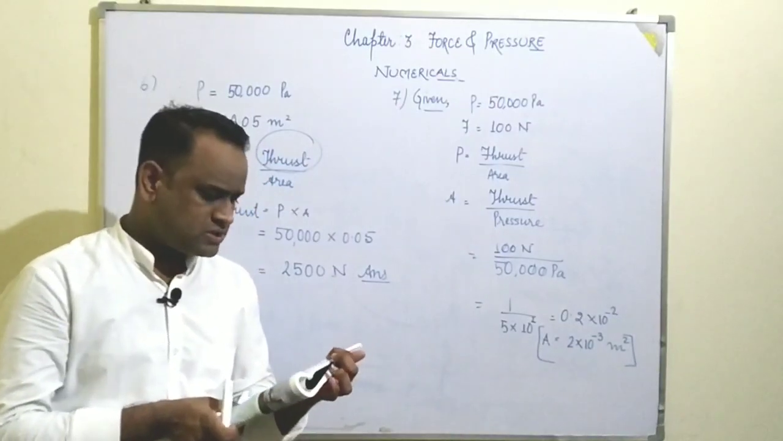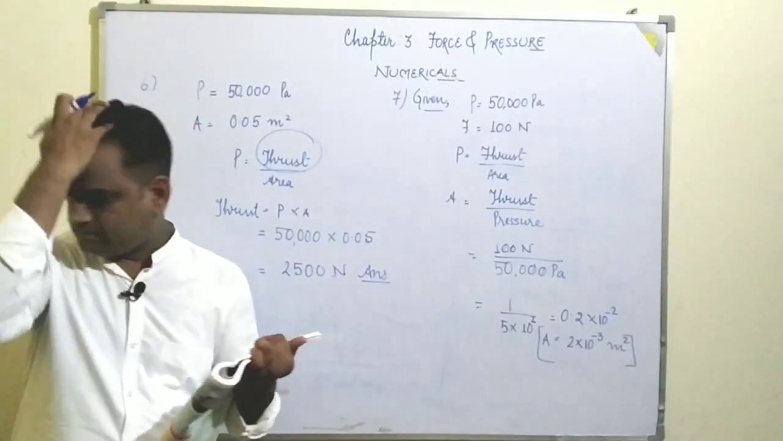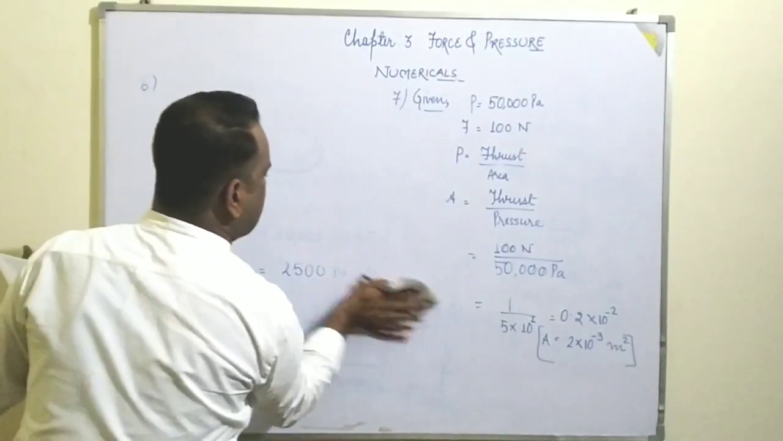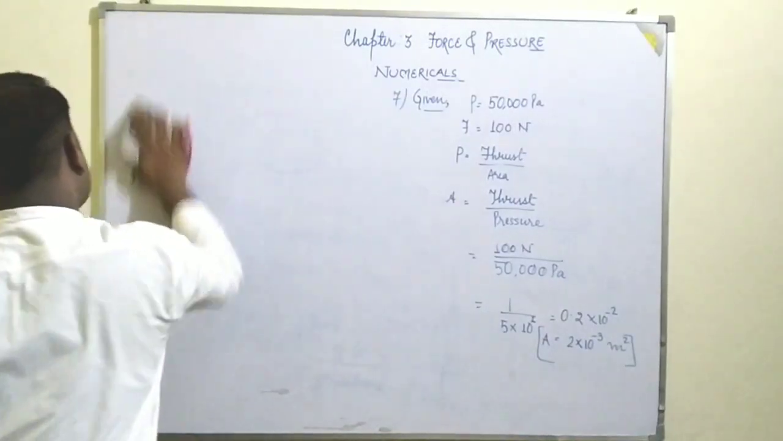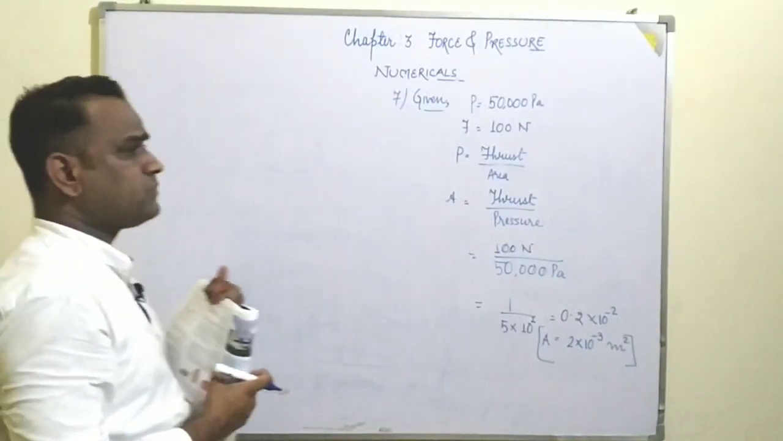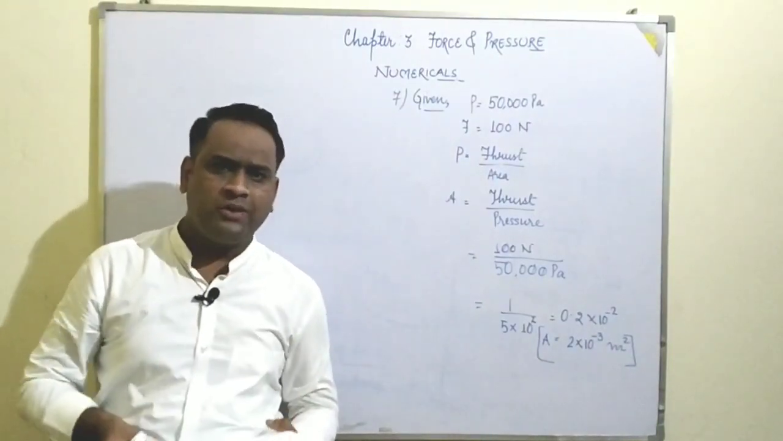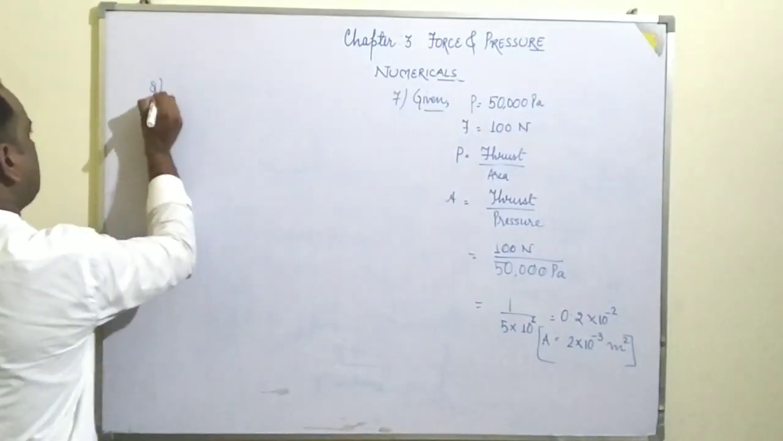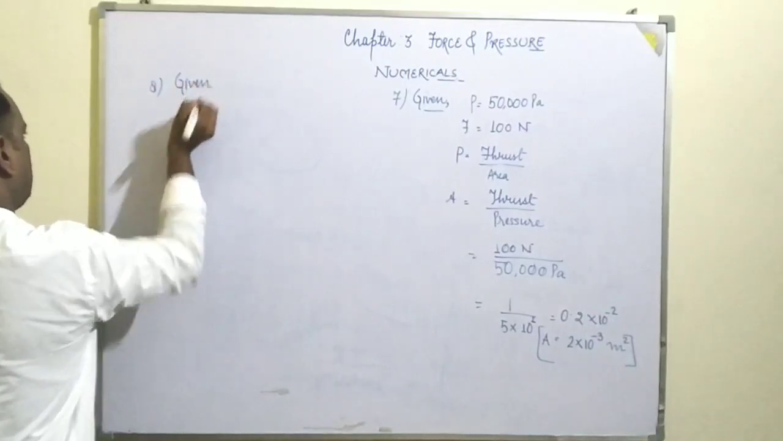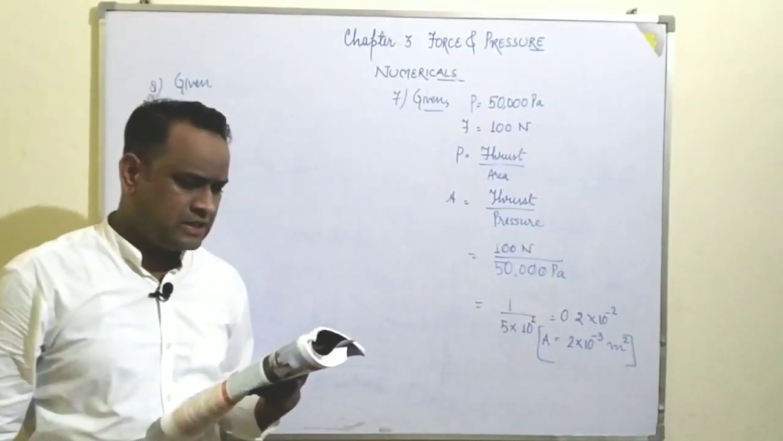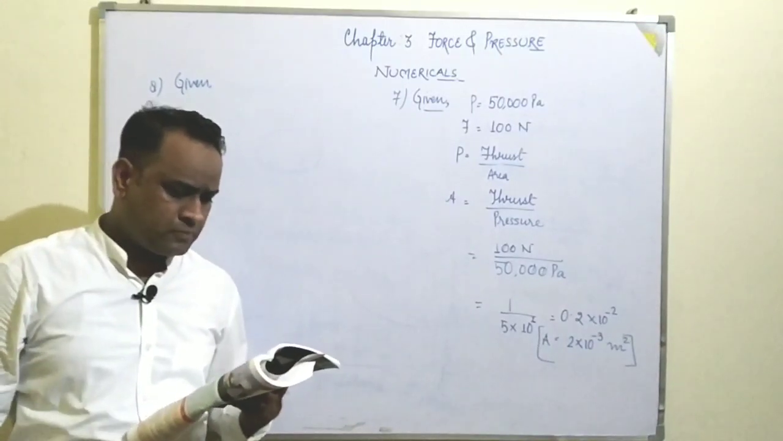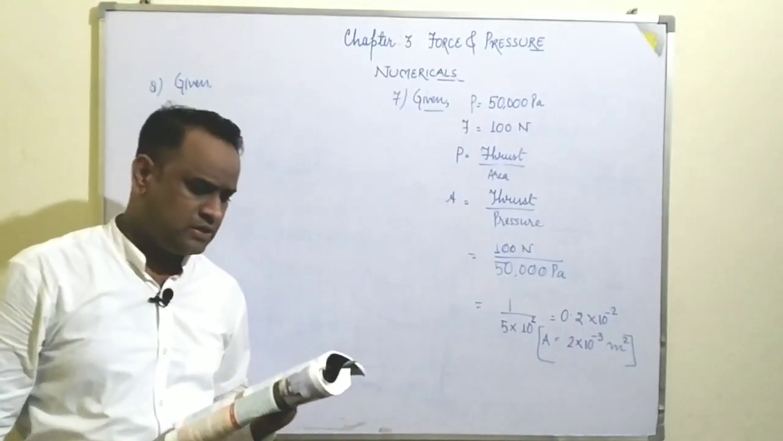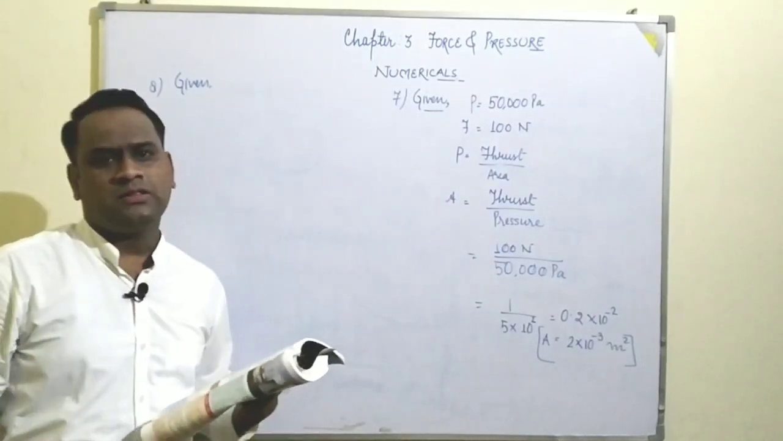Okay, students, now let's move towards question number 8. Now see what is given. Students, hopefully you have already heard everything when your teacher gave you the video lectures. Question number 8 says: calculate the pressure in Pascal exerted by a force of 300 Newton acting normally on an area of 30 centimeter square. Here the area is given in the CGS system.